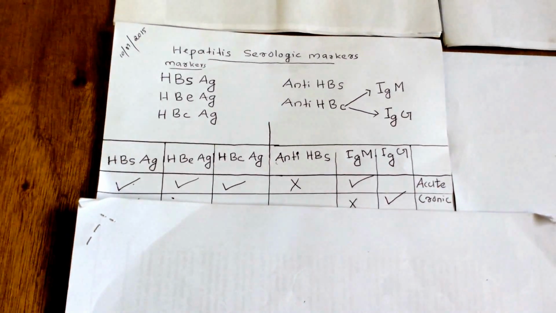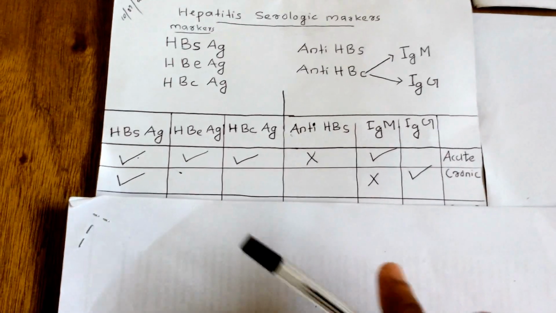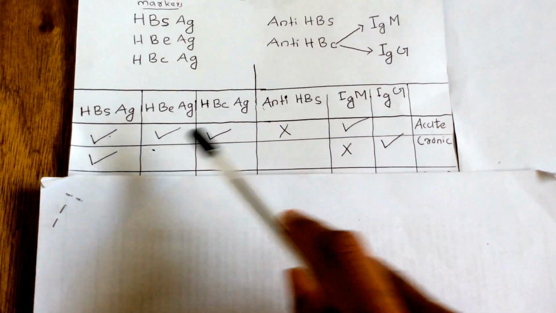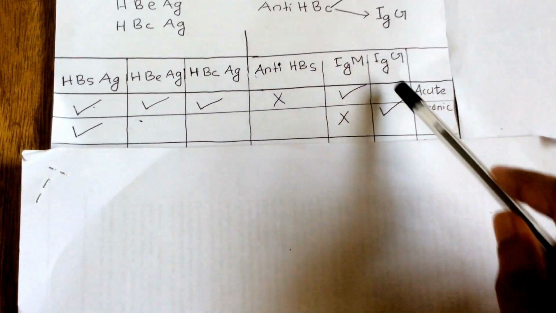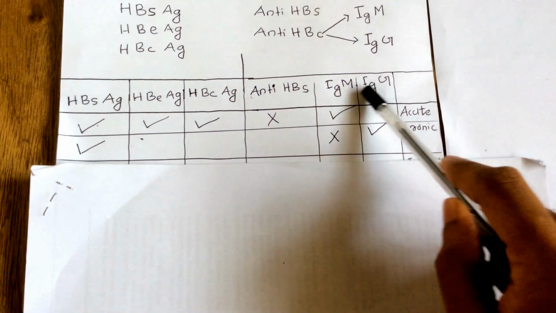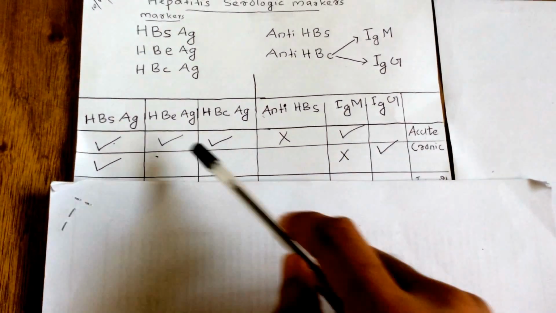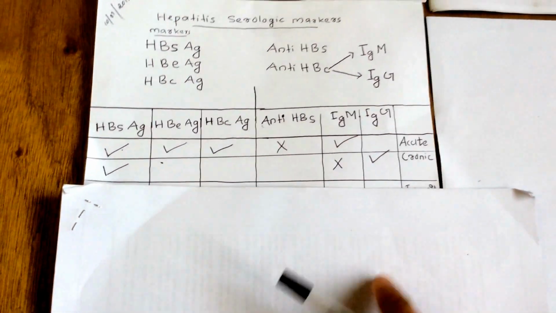Okay, next case we can go through. HBsAg is present, it means there is an infection. So here only IgG is present. So IgG is for chronic infection. So this is a chronic infection.